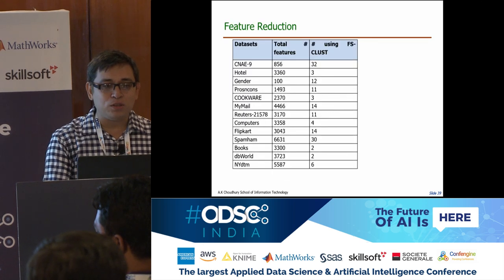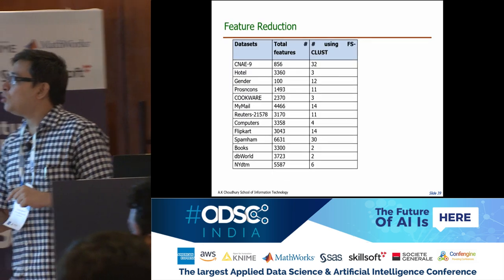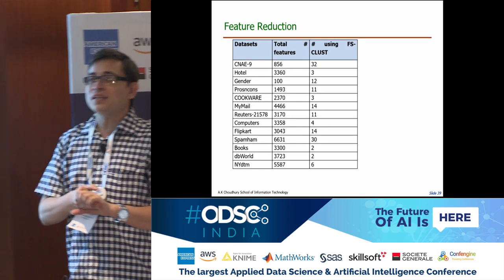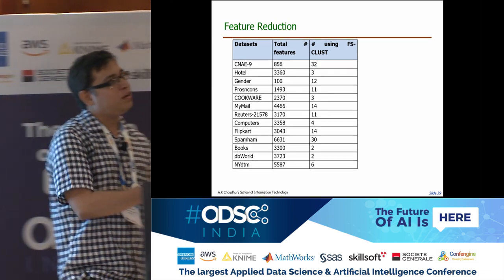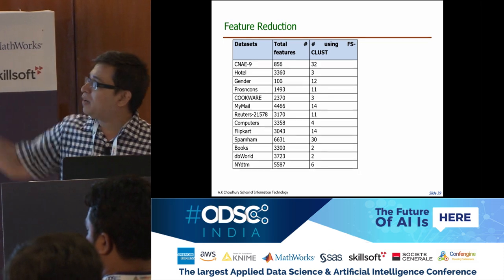And now coming to the feature reduction. This is the feature reduction that we are achieving. You can see that in some cases, there were more than 3000 features and we have come down to 3.